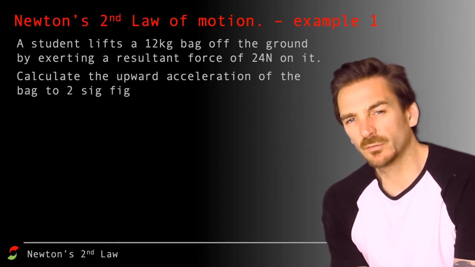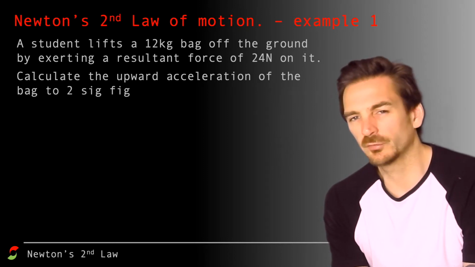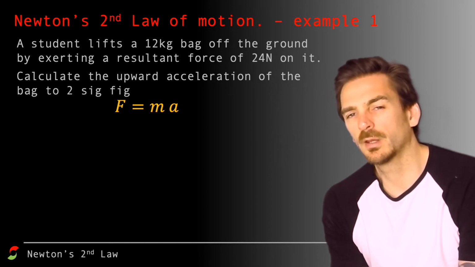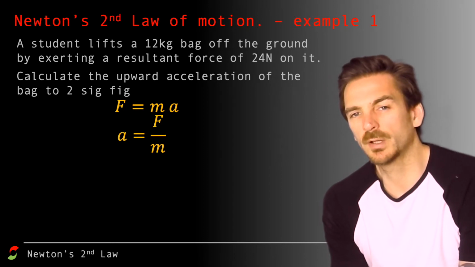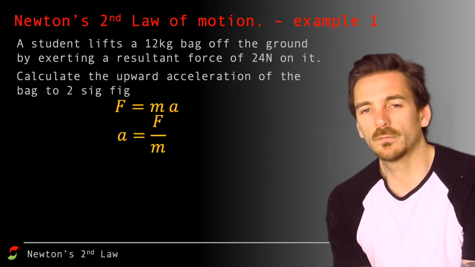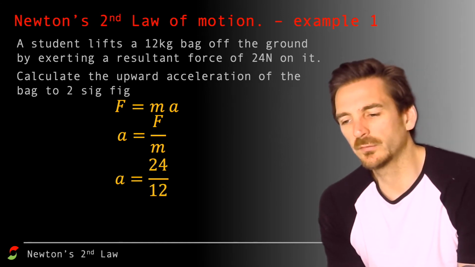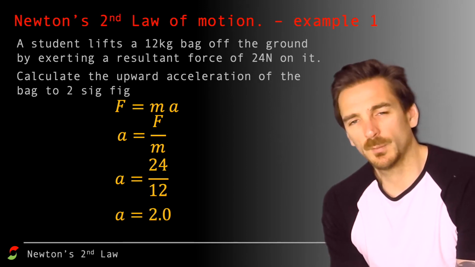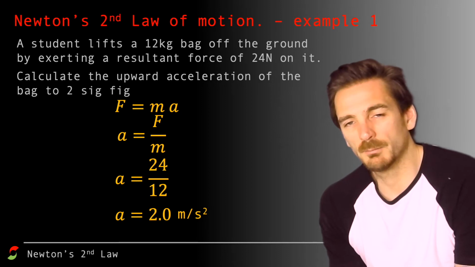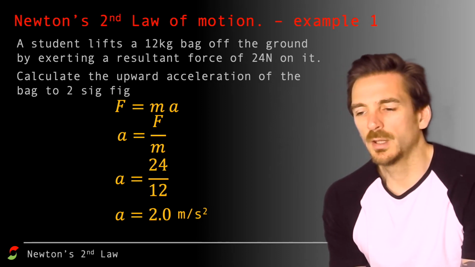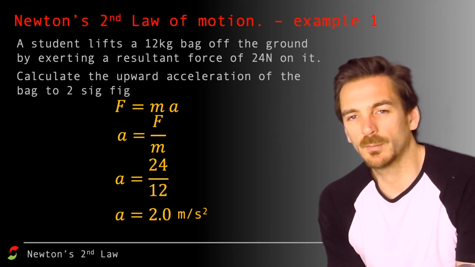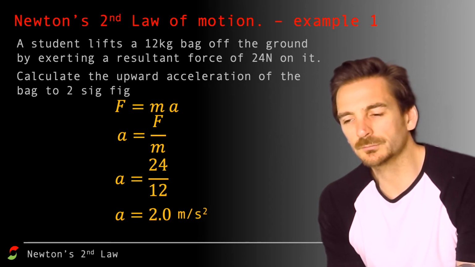Now because we've got mass and resultant force in the question, we can just plug it straight into this equation. We need to rearrange it first, and it's really important that you're comfortable with rearranging equations. And now we can just plug in. So we've got 24 over 12. Quite simply that's going to be 2. But it's 2.0 to two significant figures, and then we've got to remember to put the units to get the most out of our marks in that exam. So that will be a simple example or question in an exam based on Newton's second law.